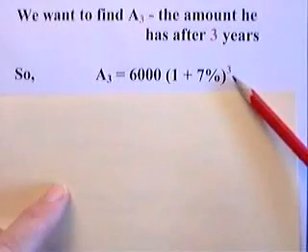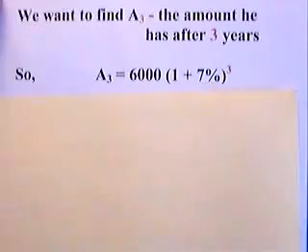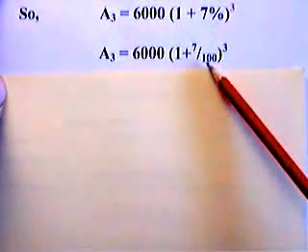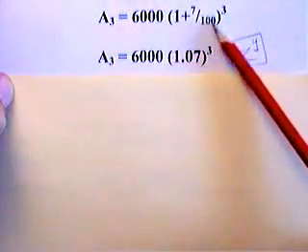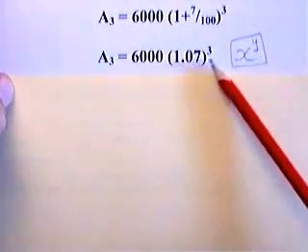Okay? Now, it's very important that this 7% is changed into either a fraction or, even better, a decimal. I've done it in both steps to make it absolutely clear. I've changed the 7% into 7/100ths, and then I've changed the 7/100ths into a decimal, and 7/100ths is 0.07, and 0.07 add 1 is this thing here, 1.07, and it's all raised to the power of 3.